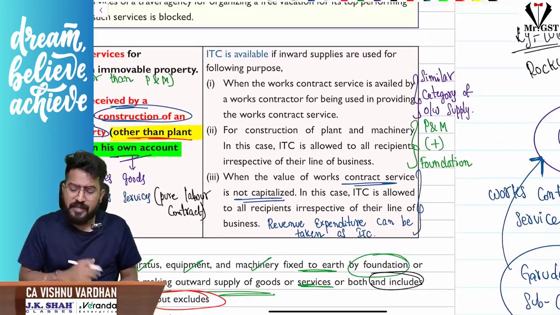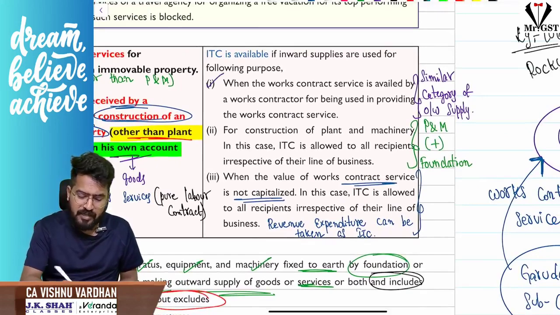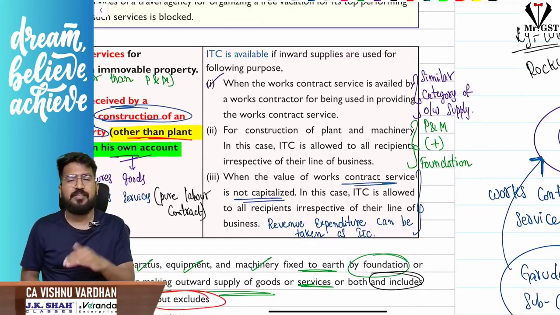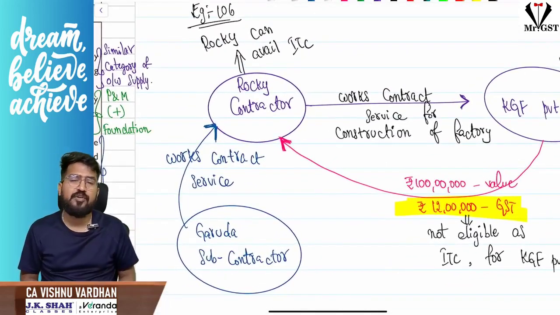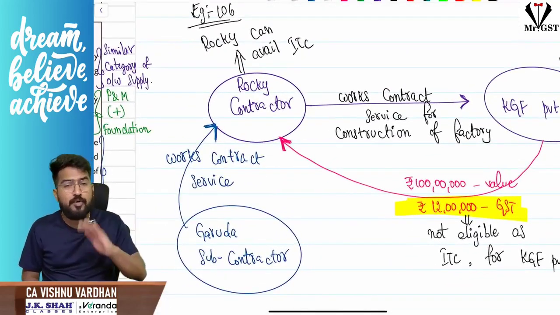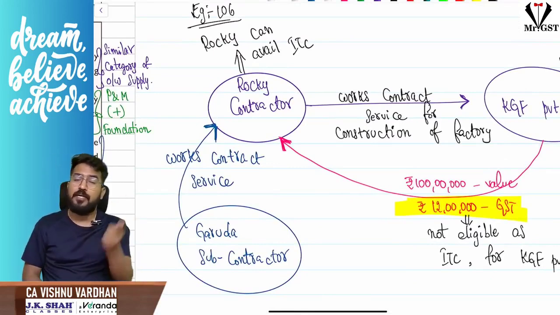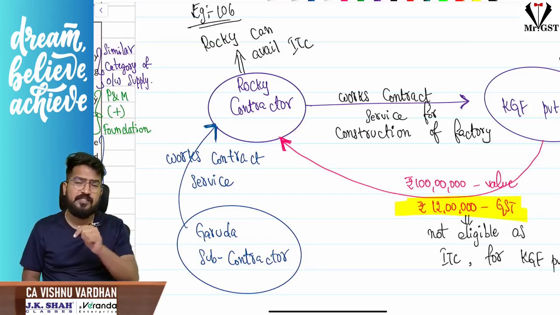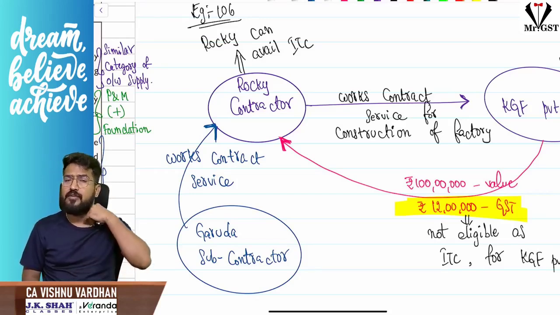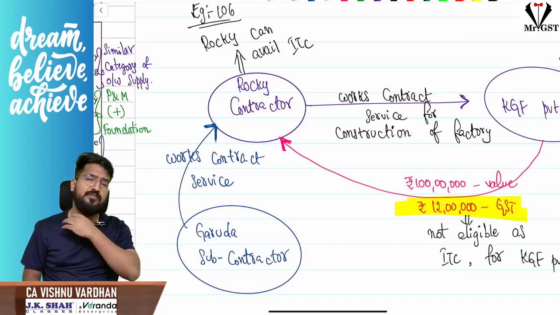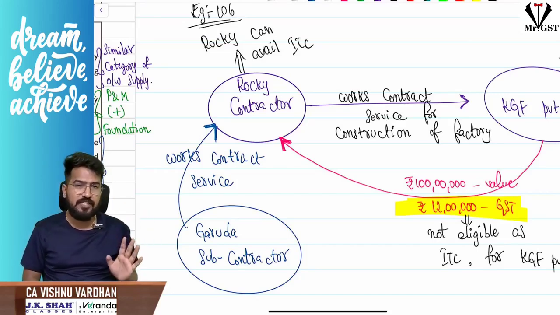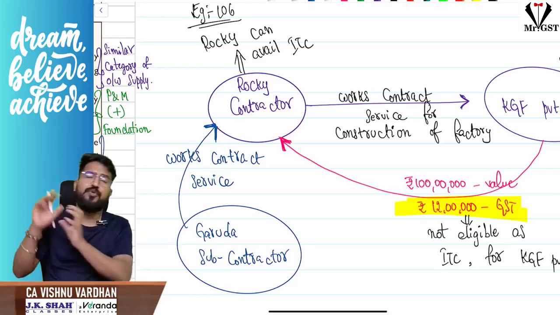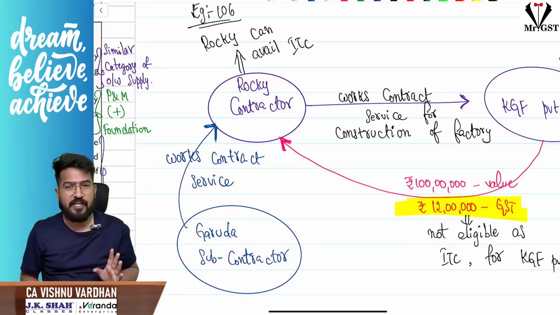if you are taking this to provide similar category of outward supply. That means Rocky Bhai is outsourcing the part of the work to Mr. Garuda, another works contractor, providing services to Garuda. Garuda can avail ITC. Or Garuda is buying bricks, iron and steel, cement, all this stuff to provide works contract services or construction services. Then Garuda can take ITC. Are you able to understand? So you are buying these things to provide similar category of outward supply, then you can take ITC.